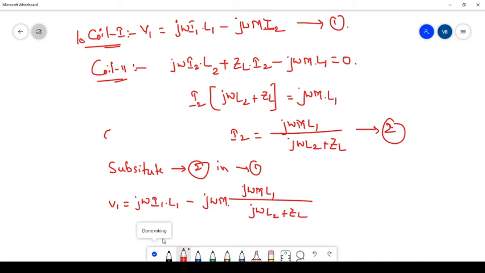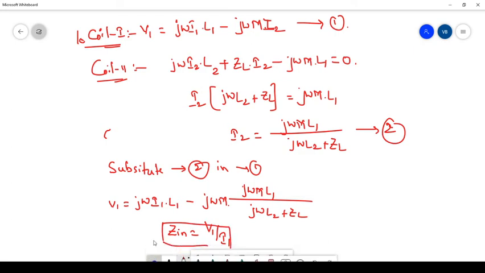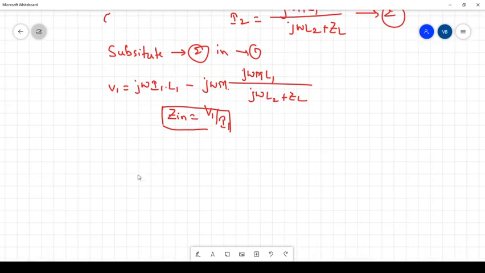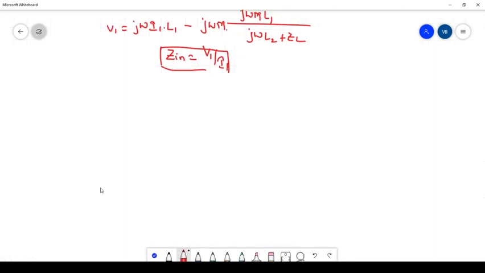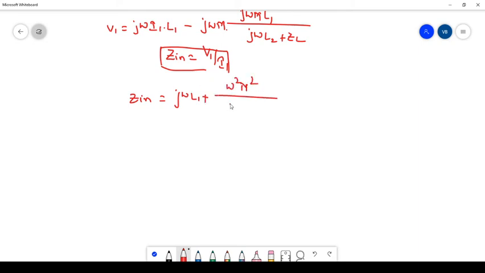Okay, if you simplify this, already you know that the input impedance equals input voltage V1 divided by input current I1. So we should calculate V1 by I1, and then you will get the input impedance. So Zin equals j omega L1 plus omega square M square by ZL plus j omega L2. That is the denominator.